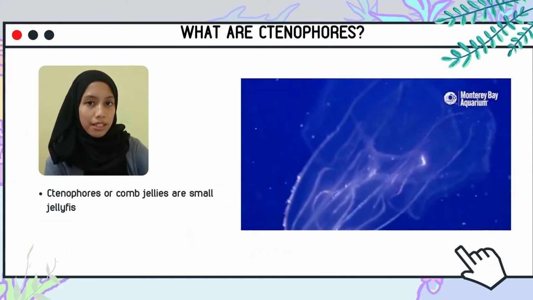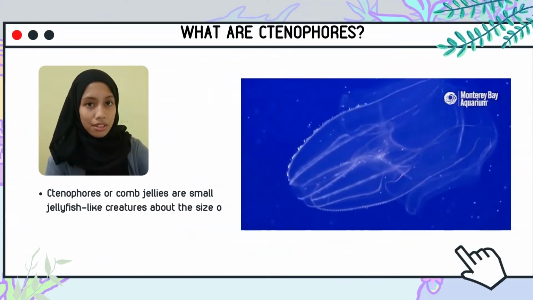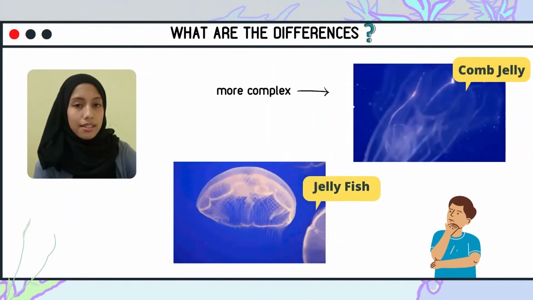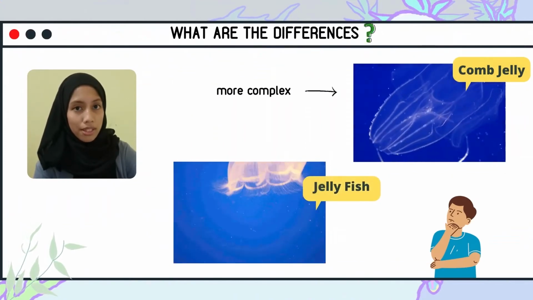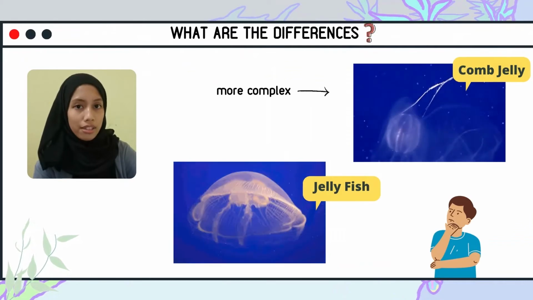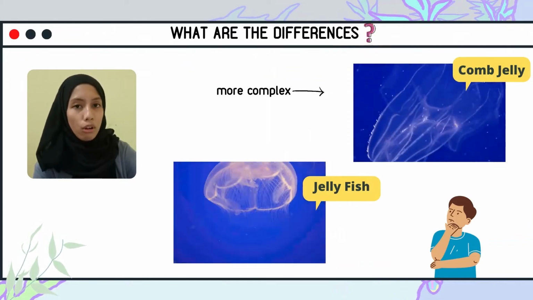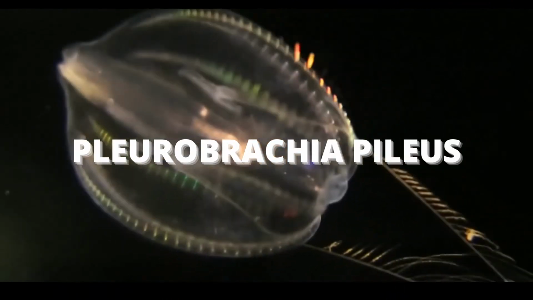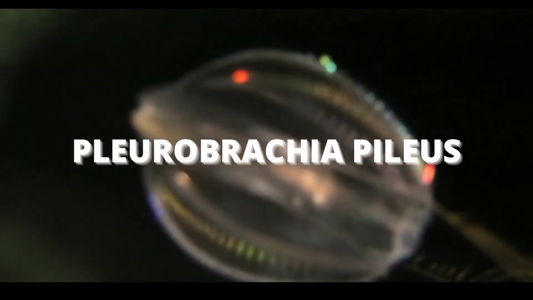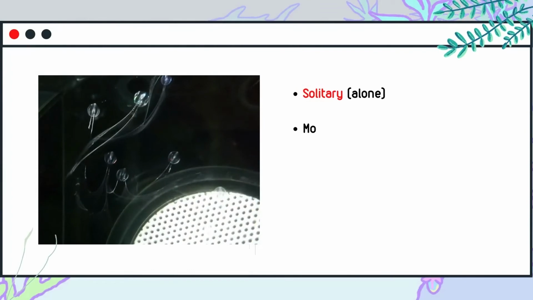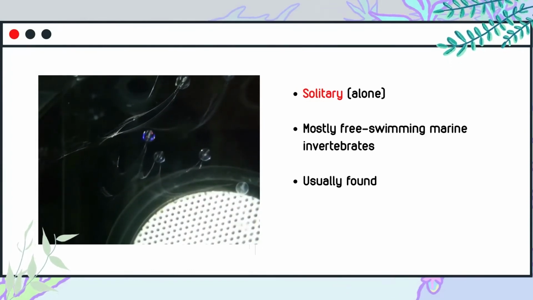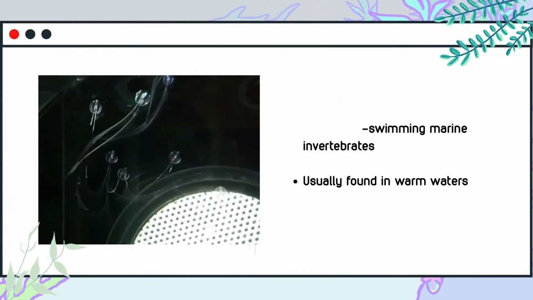Ctenophores or comb jellies are small jellyfish-like creatures about the size of a grape. We often confuse comb jellies with jellyfish because both are transparent creatures. However, comb jellies are a bit more complex. The comb jelly that we will study in this video is known as Pleurobrachia pileus. These comb jellies are solitary, mostly free-swimming marine invertebrates that are usually found in warm waters.